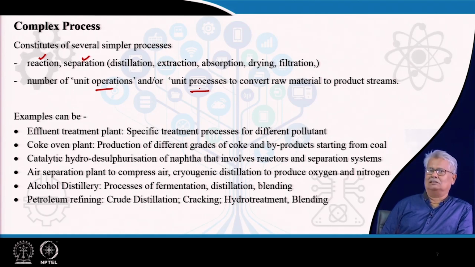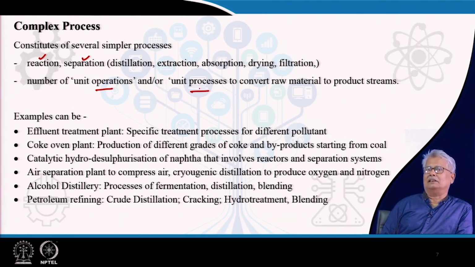If you look at a coke oven plant, the plant is for mainly production of different grades of coke, and it also produces byproducts starting from coal. So, it is not just the process where you have the coke oven itself. There is a lot of other equipment and other processes which are associated. So, all individual such processes may be simple processes, but the overall process naturally is a complex process. Air separation plant is also another example where you compress air and distill the air after it liquefies. Similarly, the example of alcohol distillery, the example of petroleum refinery, all these are different complex processes.